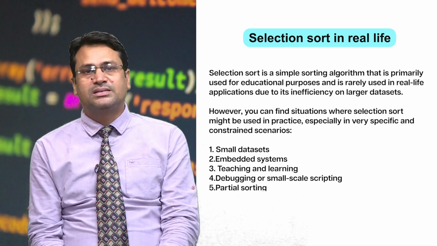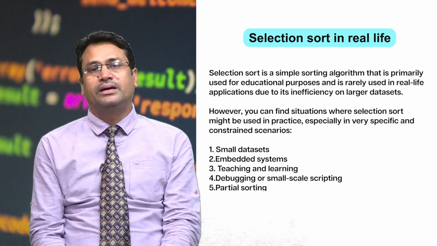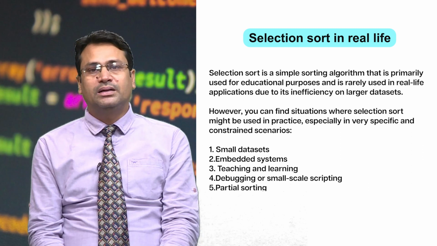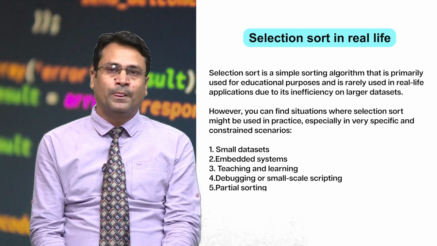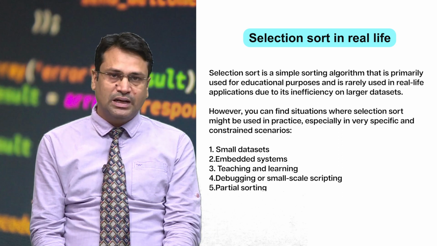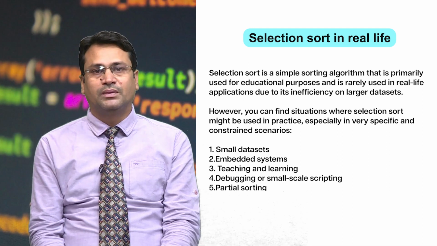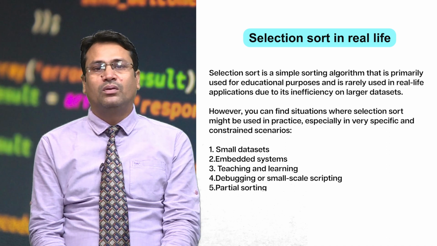Next application is partial sorting. If we need to find the smallest or largest element in a data set or array, rather than fully sorting it, a partial selection sort can be useful. You can use a variant of selection sort to find the minimum or maximum value in linear time complexity, which can be more efficient than fully sorting the data.